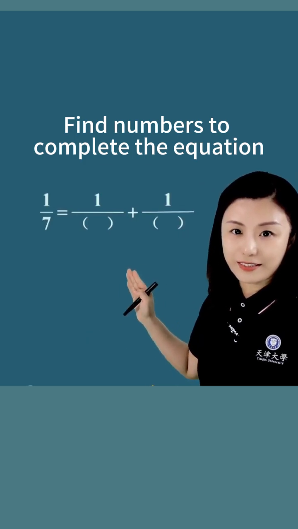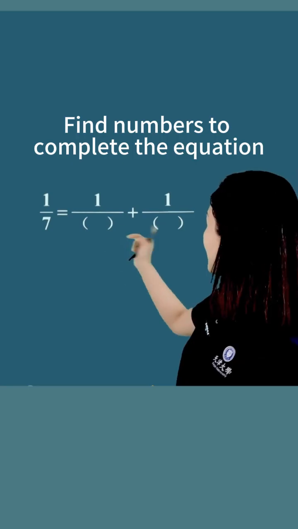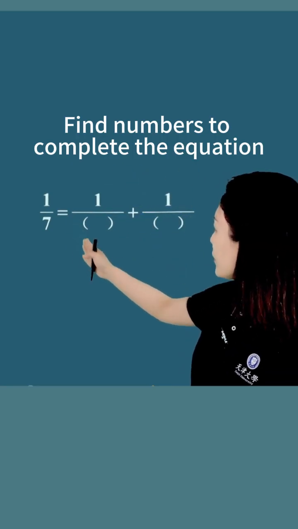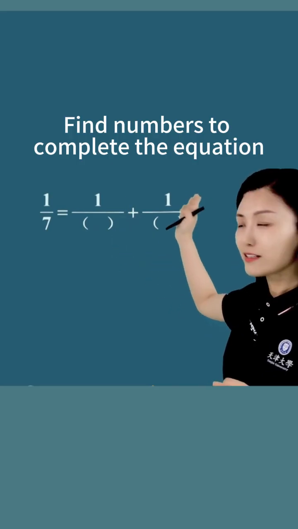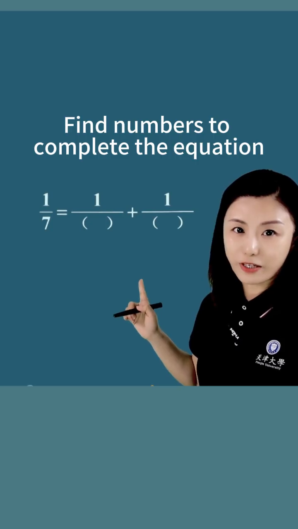This challenging summary problem is one you definitely need to master. Let's read the question together. You need to fill in the blanks with different natural numbers so that 1/7 equals the sum of two unit fractions. Many students, when they see this kind of problem, what's their first thought?